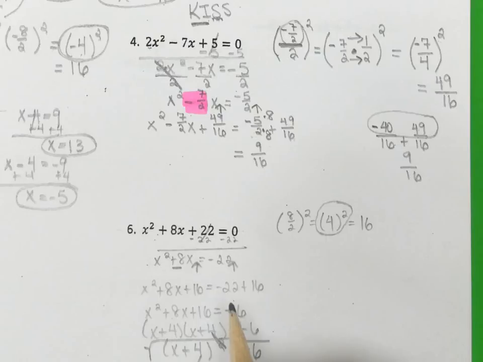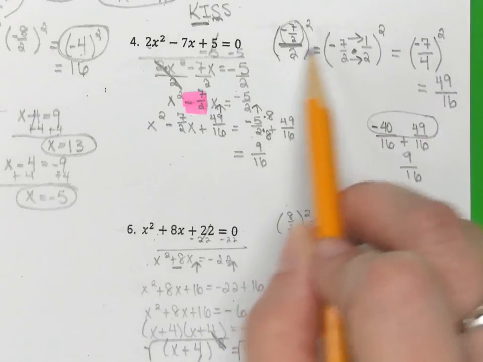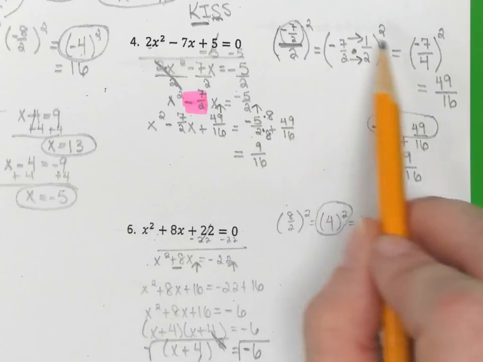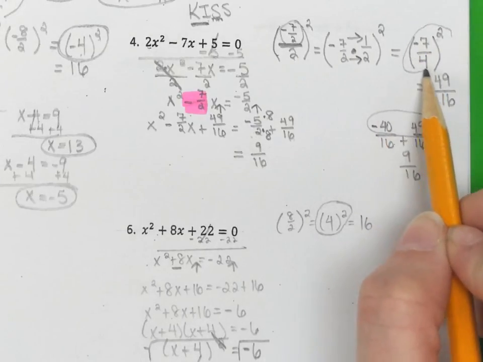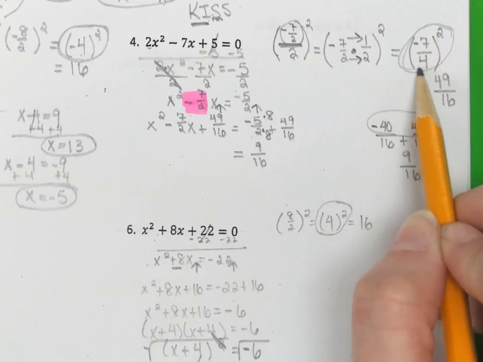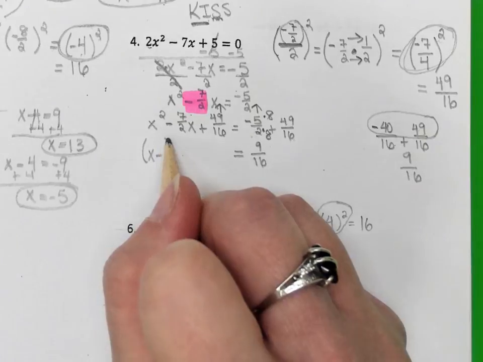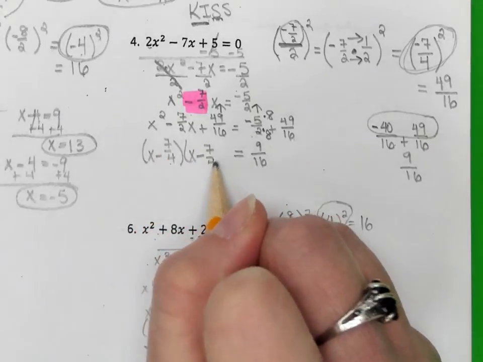Are y'all okay? Alright, now we get to cheat just like we did before. Where do we get to cheat at? Which one of these? Negative 7 over 4. The one that's squared, right? So I'm going to do x minus 7 over 4. X minus 7 over 4.